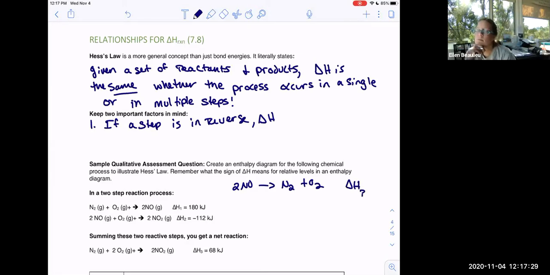Equal but opposite sign. I agree, Chris. If a step is run in reverse, then delta H needs to have the opposite sign. You need to swap the sign. So if I run this reaction in reverse, then this step would have a delta H of negative 180 kilojoules. I would release that amount of energy. That would be an exothermic process.